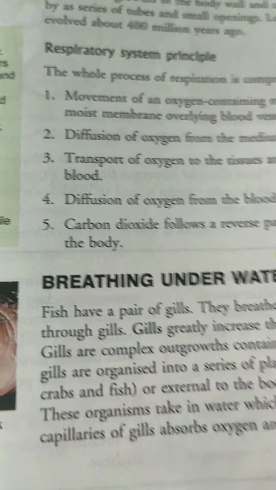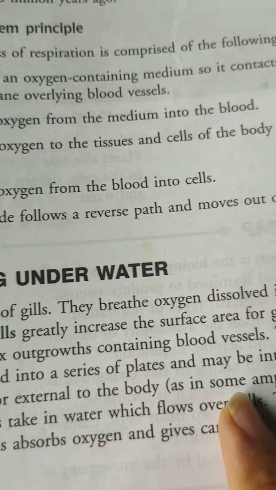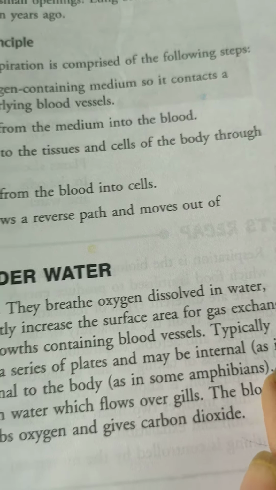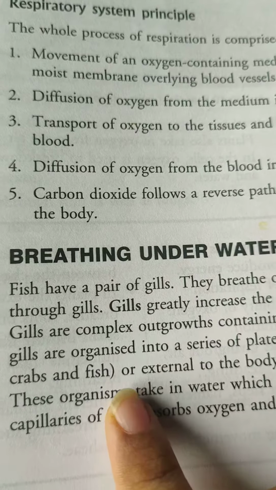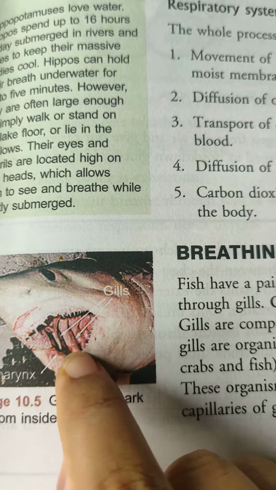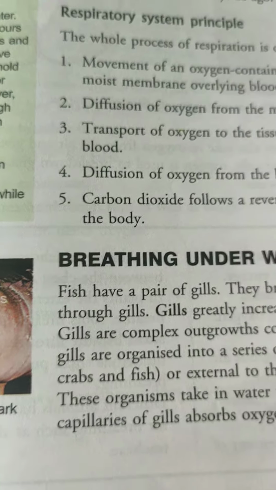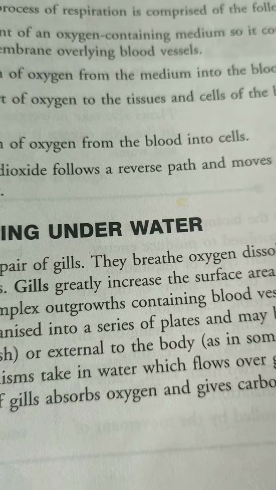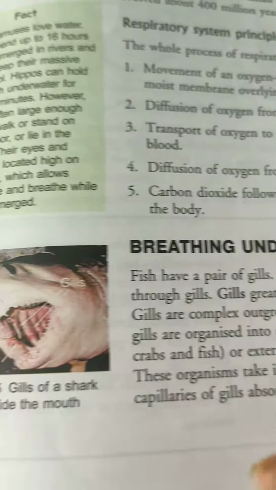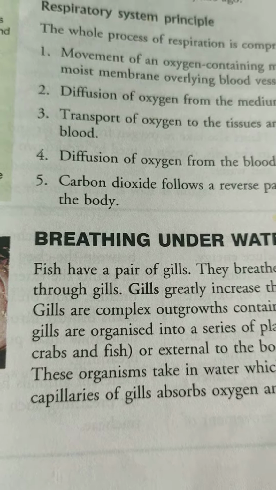Typically gills are organized into a series of plates and may be internal, as in crabs and fish. It is a series of plates, and it is inside the fish. It is not external. In some amphibians it is external, and from outside only we can see the gills. In some it is covered.